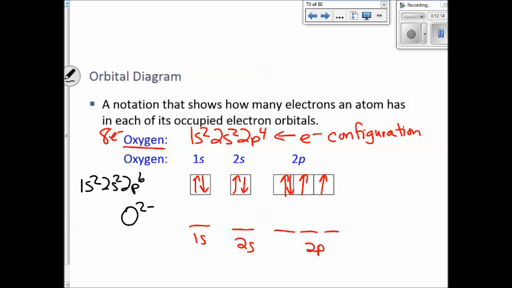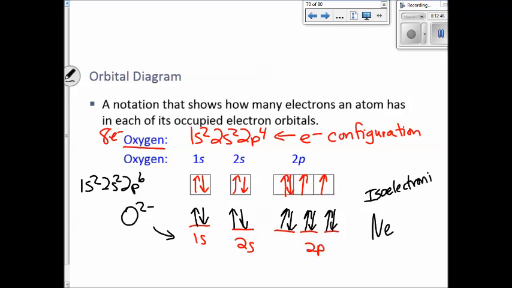So when we're filling our orbital diagram for oxide, we fill our 1s, fill our 2s, and now we're going to completely fill our 2p. 1, 2, 3, 4, 5, 6. Now, as you can see, the orbital diagram and configuration of oxide looks very similar to which other element? Looks just like neon, right? We say it's isoelectronic with neon. Isoelectronic means it has the same configuration.